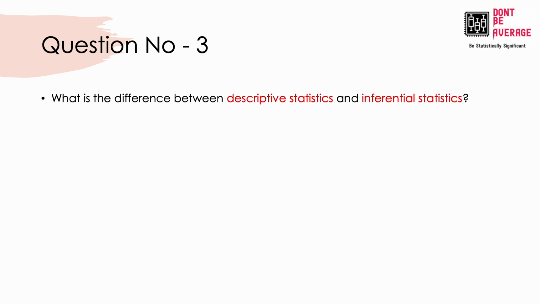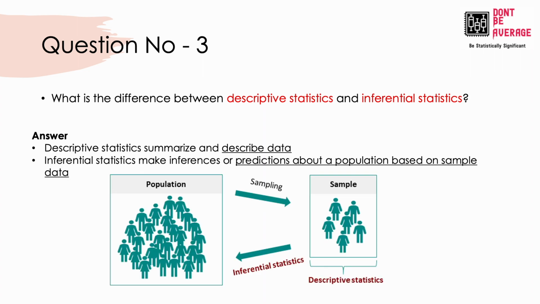Question number 3. What is the difference between descriptive statistics and inferential statistics? Answer. Descriptive statistics summarizes and describes data, while inferential statistics make inferences or predictions about a population based on a sample data. Now what does it mean?